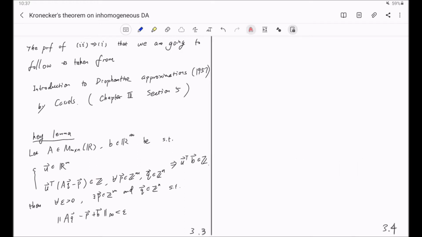This key lemma is equivalent to the direction of the Kronecker theorem from 2 to 1. And let me explain to you why this is true. I believe that most of you should be able to check this by yourself. This should be very straightforward to most of you. So you might want to pause this video and think about it on your own for a while. But I will give you the proof anyway.